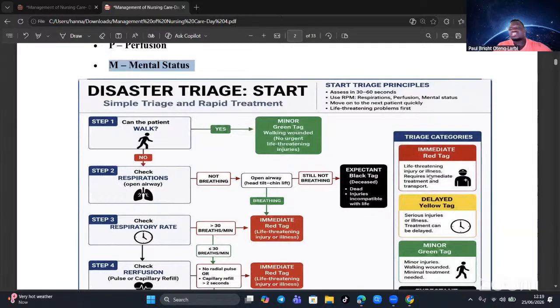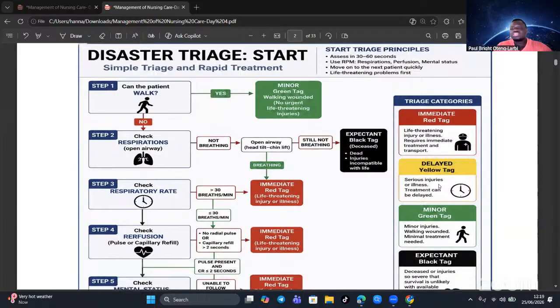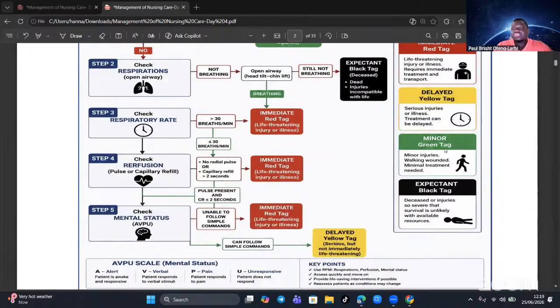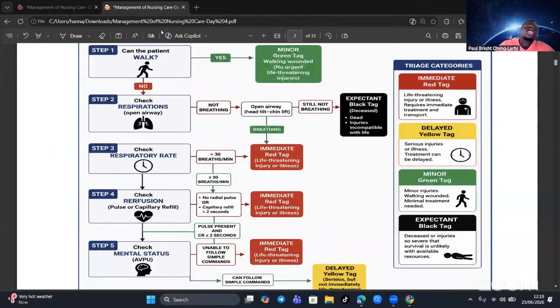Okay, so this is it. Red people are life-threatening injuries, requires immediate treatment and transport. Yellow, serious illness, treatment can be delayed. Green, they walk. Yes, they have a wound, but they are walking. Minimal treatment needed. Expectant, black, death. Deceased or injuries so severe that survival is unlikely. So after we sort all these, those who are dead or those who did not qualify to move to the next level, we push them to black.